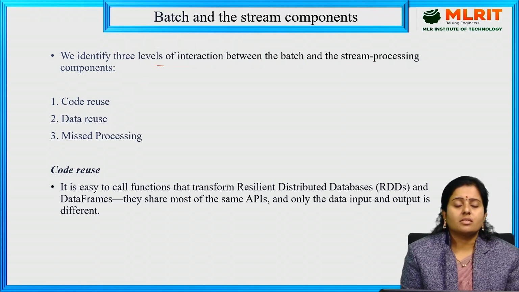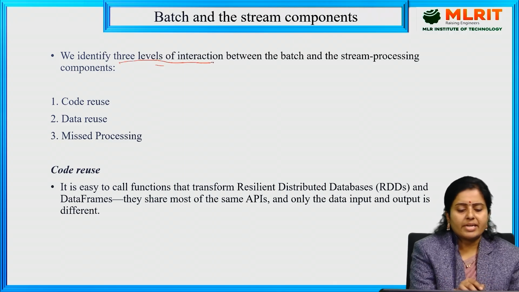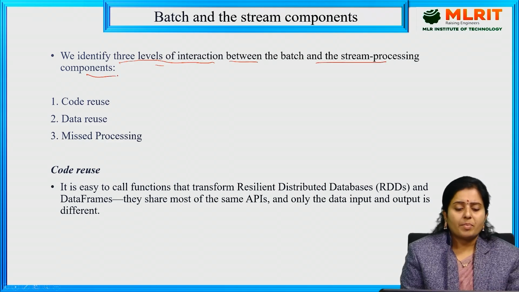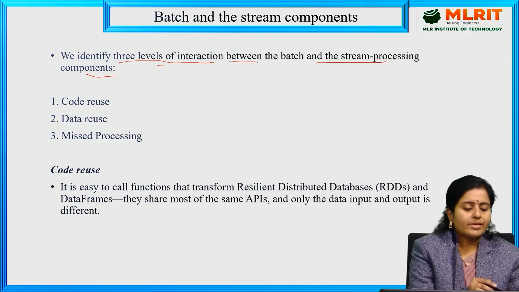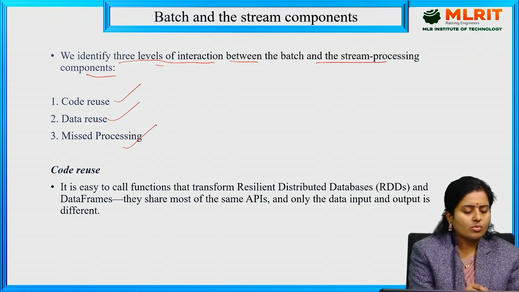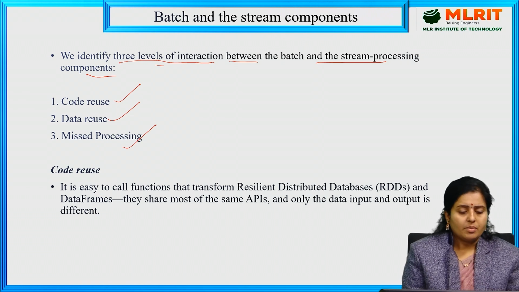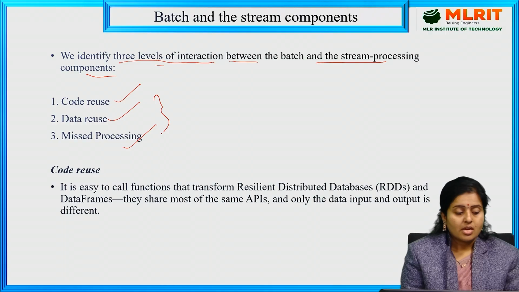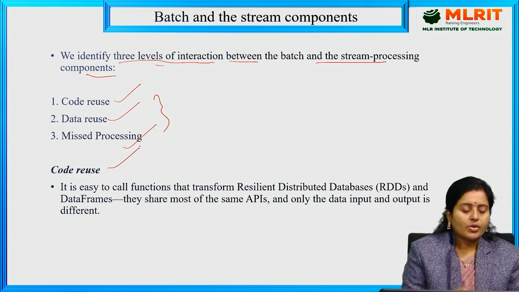Now we'll discuss what is the difference between batch and stream components and how we can connect both. We identify three levels of interaction between the batch and stream processing components. The first one is code reusage, the second one is data reusage, and the third one is mixed processing. How the batch and stream processing will interact by using these three levels we'll discuss. Now we'll move on to the first, code reusage.